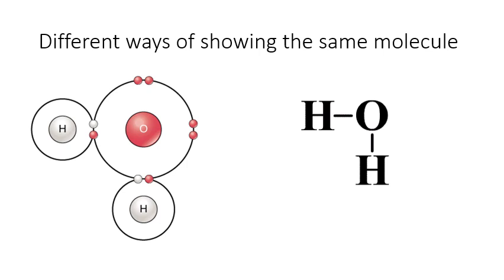Most often, though, we're going to show it with a line representing shared electrons. So you have the element symbol, in this case H, and then a line representing shared electrons, and then the O for the oxygen. And then coming off that oxygen is another line, another bond, going to a separate H.